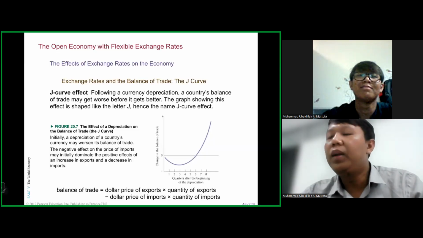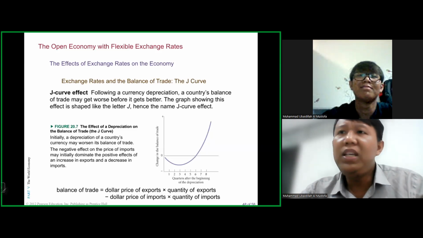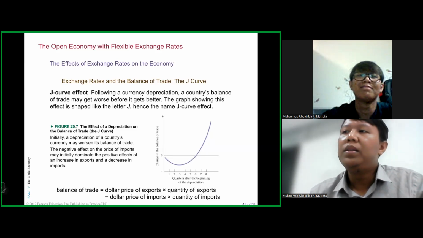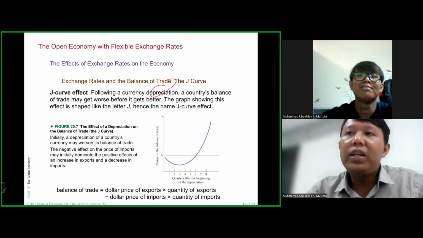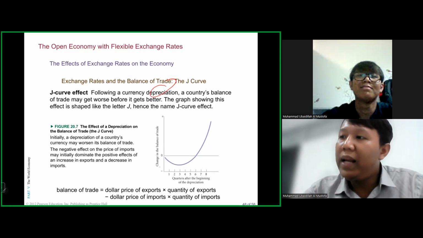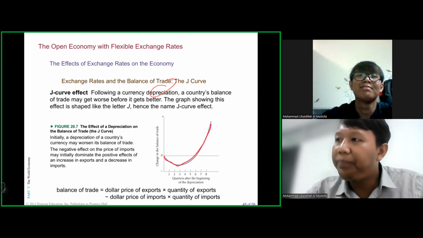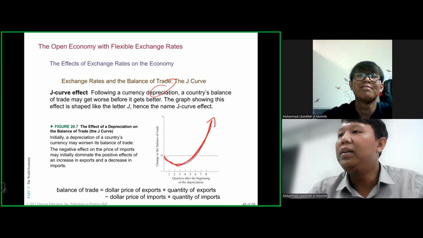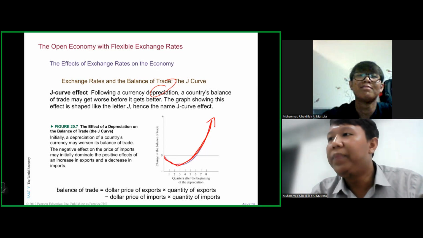Now we will learn about the J curve effect. When we have a currency depreciation, a country's balance of trade may get worse before it gets better. So our country's balance of trade will decrease, and after a little time, it will go up. So this curve looks like a letter J. We call it the J curve effect.